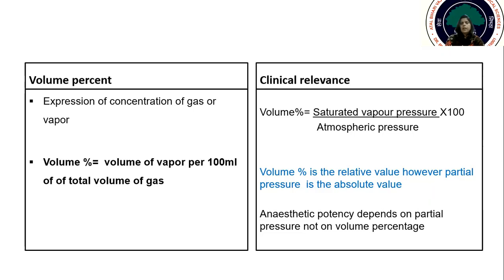agent. And the most important point here is to understand that the volume percentage is a relative value. However, the partial pressure is an absolute value. Why is it important to understand? Because it will help us to understand the estimation of vaporizer output occurring at the hypobaric and hyperbaric condition. And this we have already discussed that anesthetic potency depends on the partial pressure, not on the volume percentage.